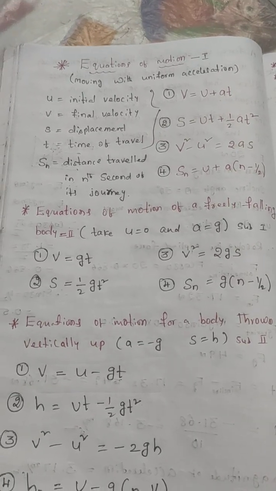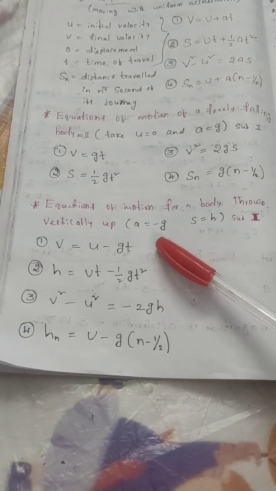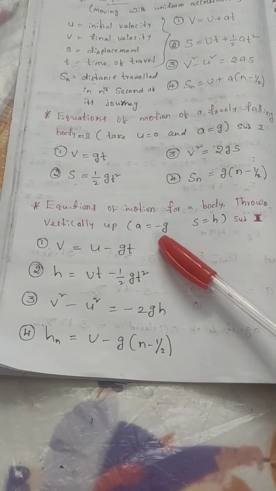Next, the third one: equations of motion for a body thrown vertically up. Suppose we are taking one body and throwing it upwards. At that time, that body goes opposite to gravity, that's why we take the a value as minus g. The displacement is going upside, so we take the displacement in terms of height.